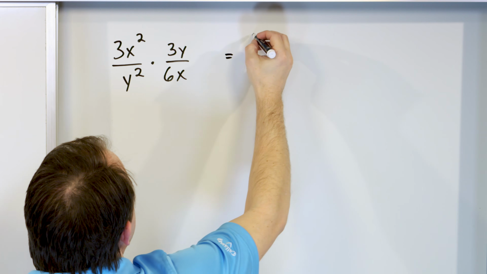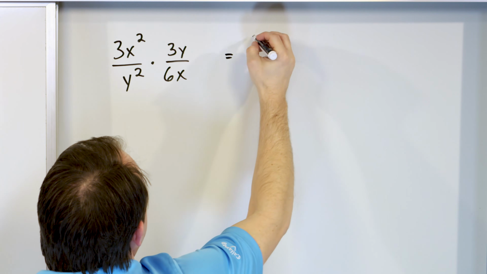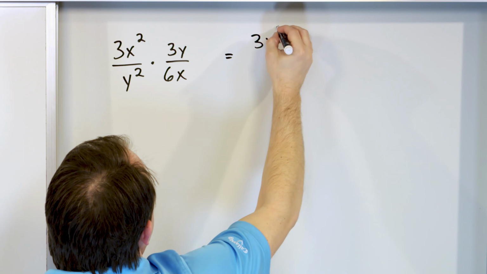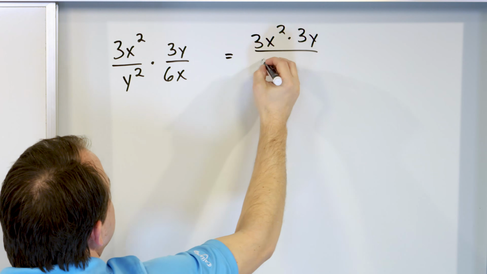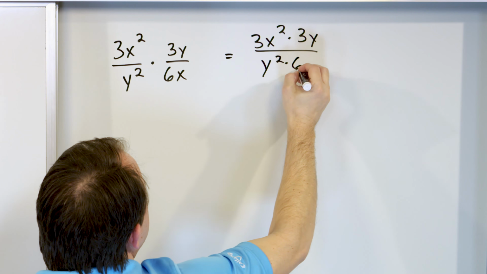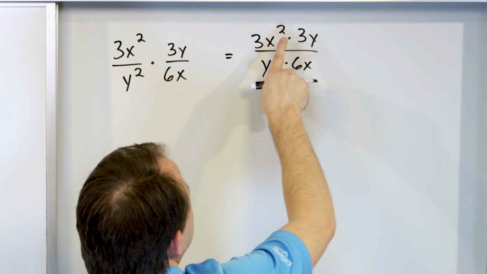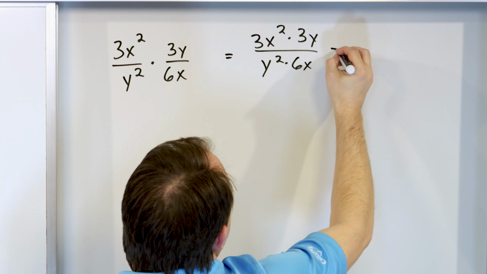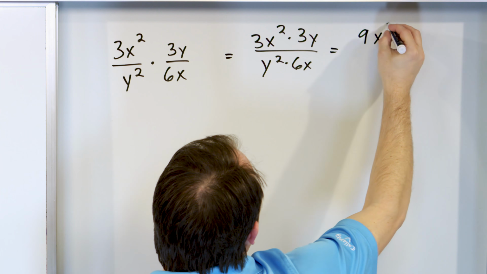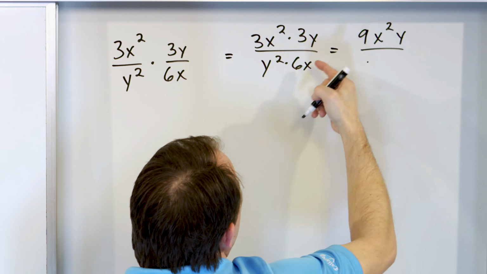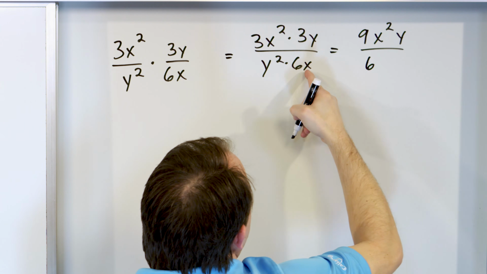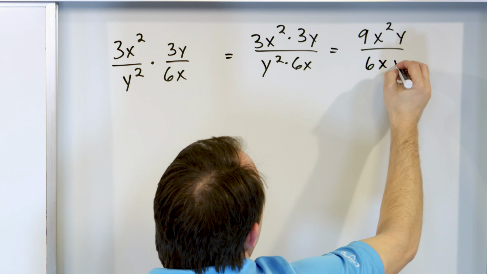So when we multiply them, we treat them the same way as everything else. So what we have is multiplying the tops together, 3x squared times 3y, right? And on the bottom, we have this y squared times 6x. So we just handle the multiplication. Now we can always multiply the numbers together. That gives us 9. We'll have x squared y. And on the bottom, we'll have a y squared with a 6 in the front. So we'll have a 6. Let's write it as x first and then y squared.